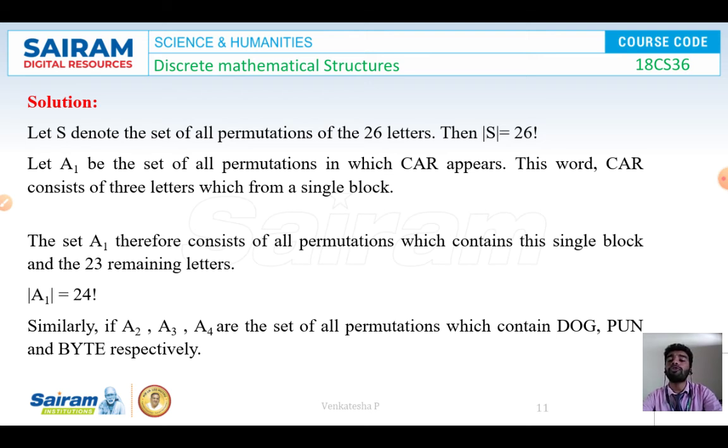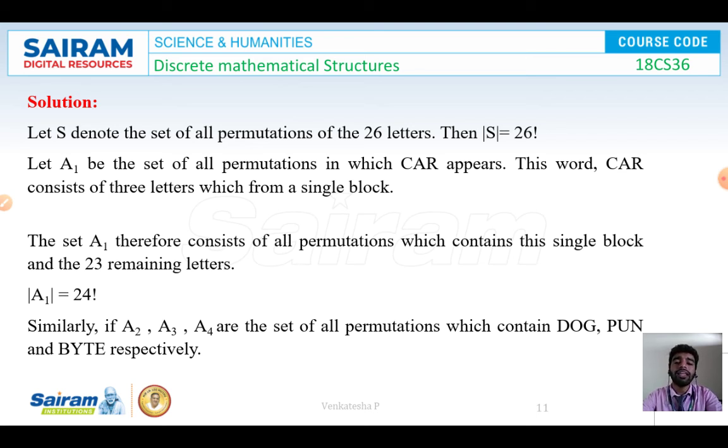So now I will be defining 4 events, that is A1, A2, A3, A4, which are subsets of the finite set S. Here in A1 I will be assuming cat as a single block, out of the 26 letters. In the event A2, I will be assuming dog as a single block. In the event A3, I will be assuming pun as a single block. In the event A4, I will be assuming bite as a single block. So now we can define the orders for A1, A2, A3, A4.